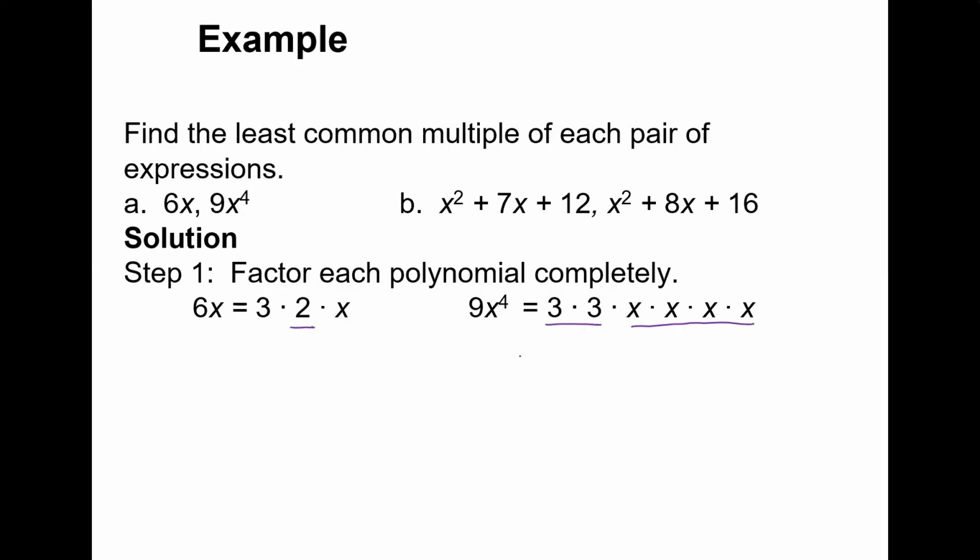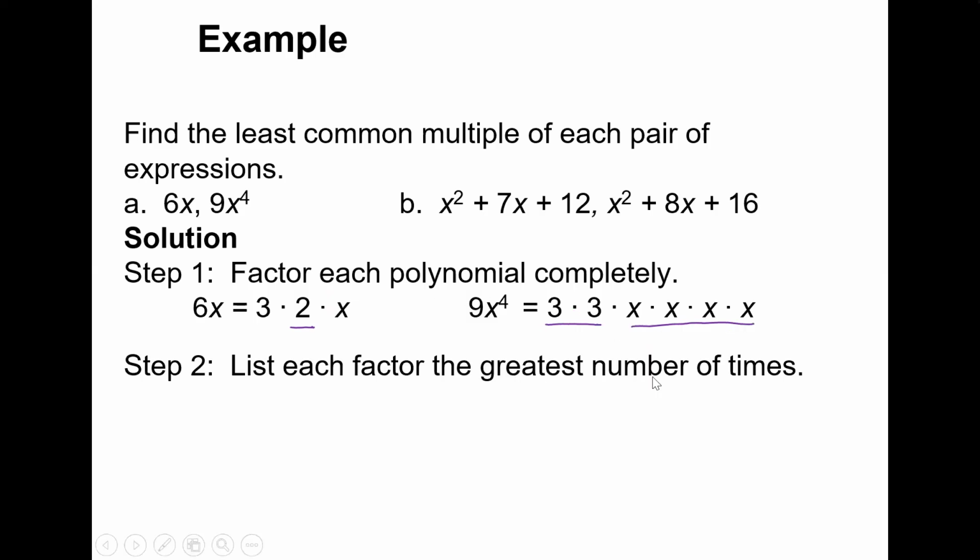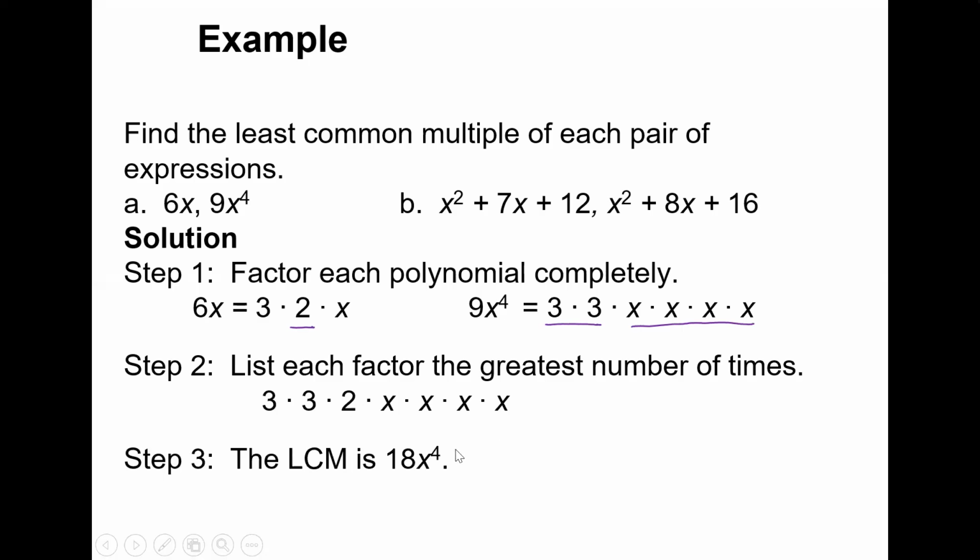So we're going to use the most of each: a 2, two 3s, and four x's. And so we're going to list it the most times. That's going to be 3 times 3 times 2 times x times x times x times x. And if we multiply that all out, that's going to be 18x to the fourth. Okay, so that's going to be our LCM on this one. Now, what about this other one over here?